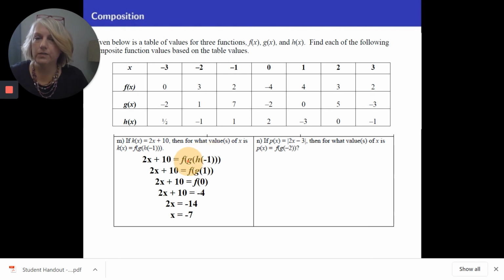And this part over here on the right-hand side is simply a number. I just have to figure out what it is. So I calculated h of -1, and that was 1. Then I calculated g of 1, which was 0, and f of 0, which is -4. So all of this came from using the information up here in the table. And then once I got it to here, then it's just a simple linear equation, and I just solve for x at that point. So that just shows you the examples that we have.